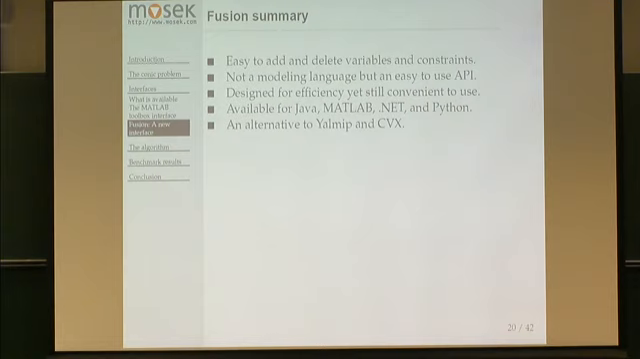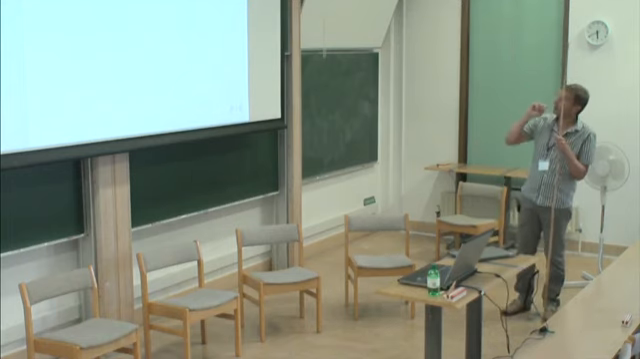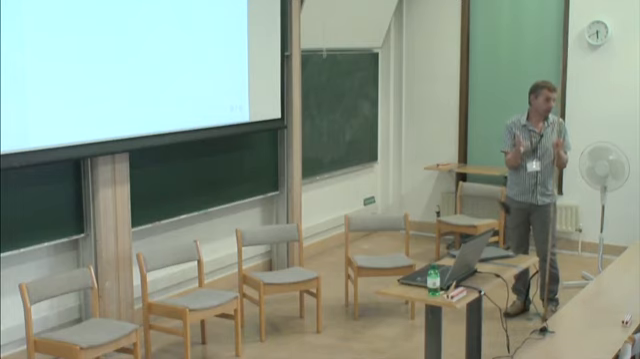It's not a modeling language in the sense that AMPL and GAMS are modeling languages, but it's an easy to use API, and in many cases will work like a modeling language. It's designed for efficiency, so this interface is much closer to the optimizer than CVX and YALMIP. CVX and YALMIP are more powerful in what they can express and allow flexibility, but this is much more efficient than they are. At least that's our claim.